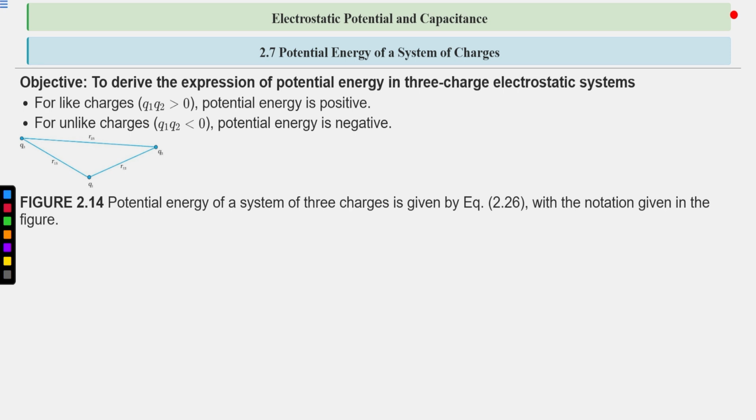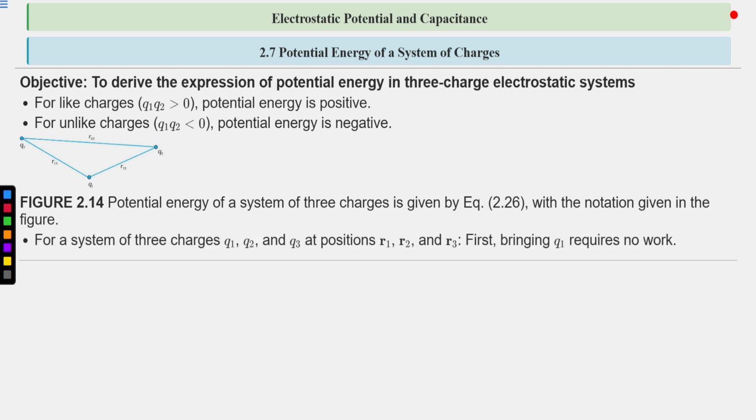Potential energy of a system of 3 charges is given by equation 2.26 with the notation given in the figure. For a system of 3 charges Q1, Q2, Q3 at positions R1, R2, R3. These positions R1, R2, R3 are with respect to the origin. So this Q1 is at R1 distance from origin. Q2 is at R2 distance from origin. And Q3 is at distance R3 from origin.